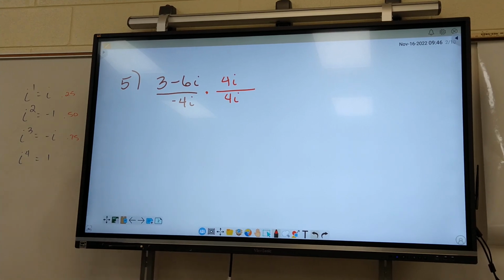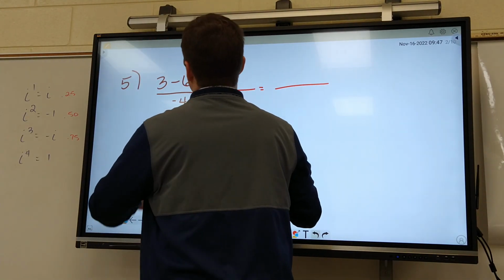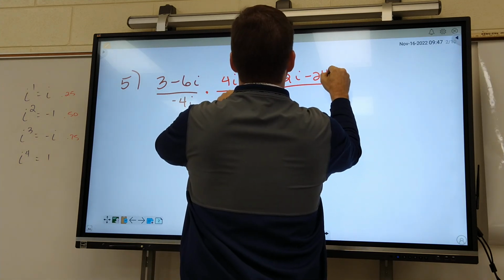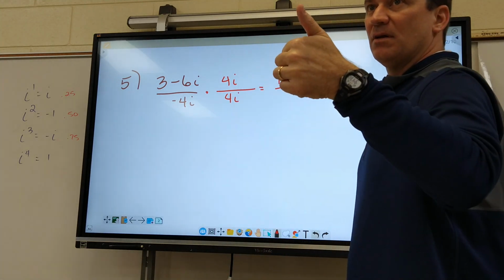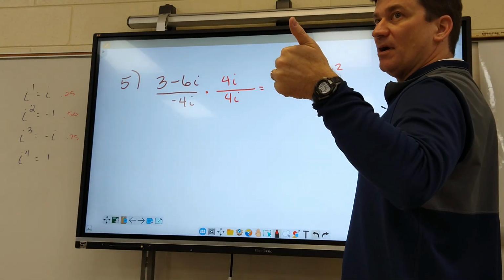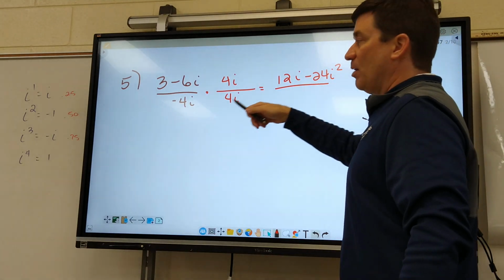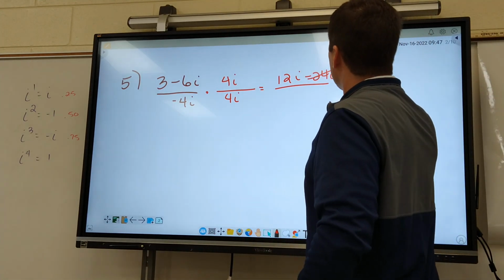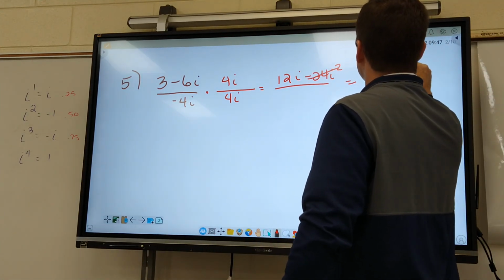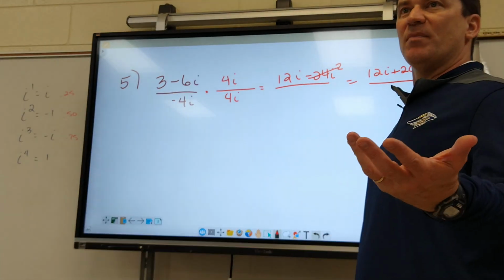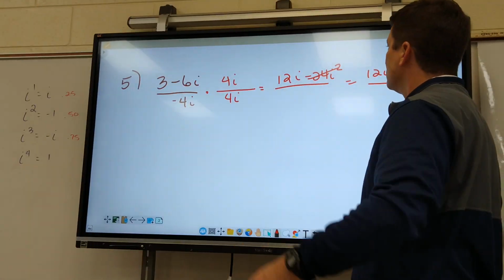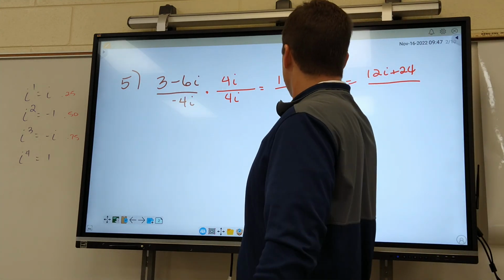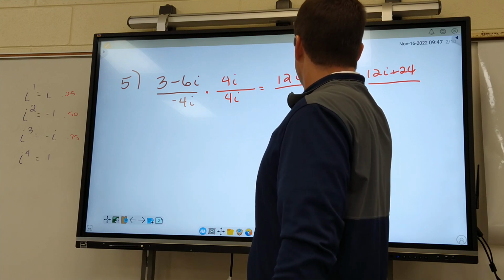Yep. All right, so Hope, to finish this one up, all I do is distribute the top. So I got 12i there. I got negative 24i squared there. We good? All right, so Hope, what does i squared become? Remember, I've got all your i's on the board. So if that's negative 1 times negative 24, then that's 12i plus 24 on the top, because the negative times the negative makes it positive. So you did 3 times 4 is 12i. Negative 6 times 4 is negative 24i squared. And the i squared makes that a positive 24.